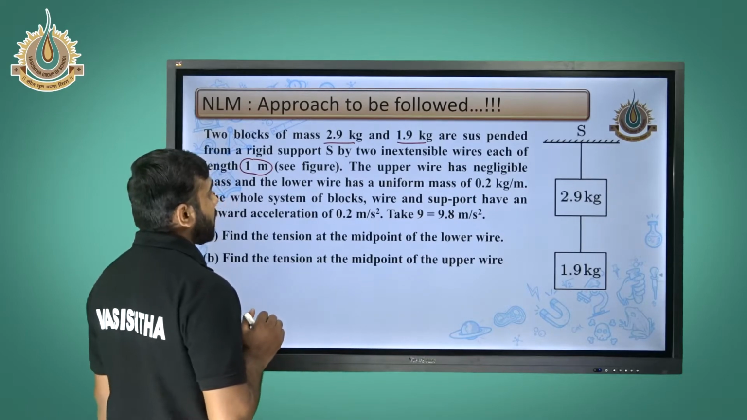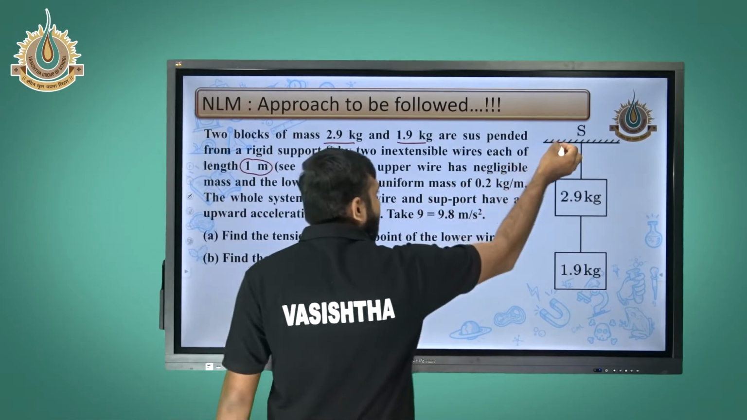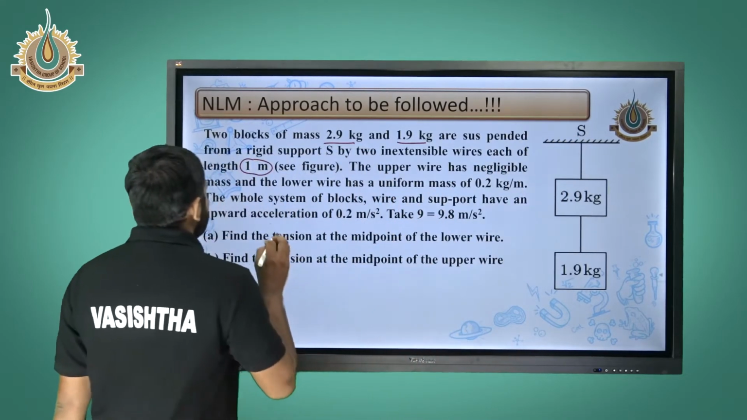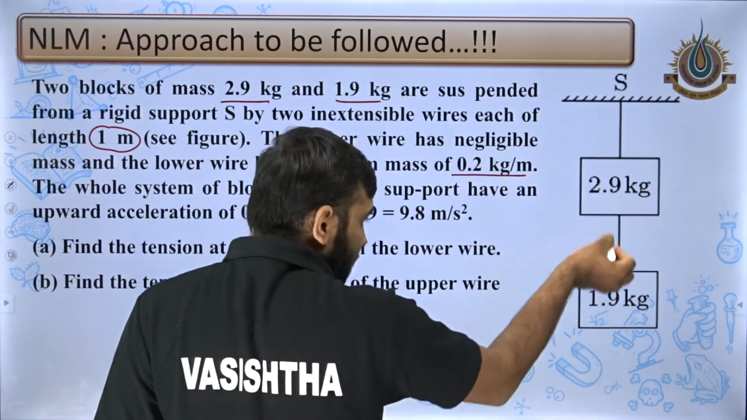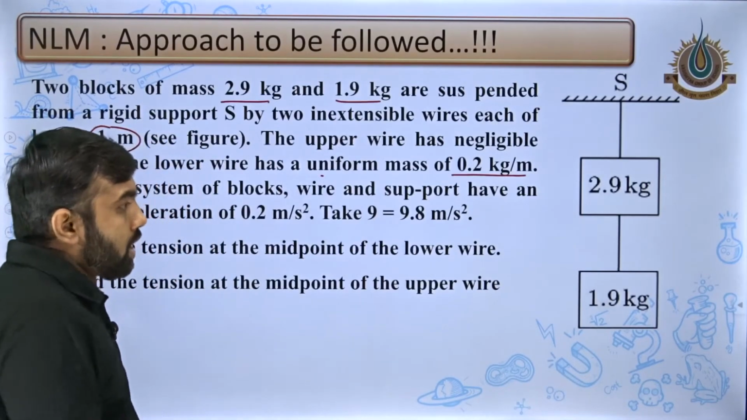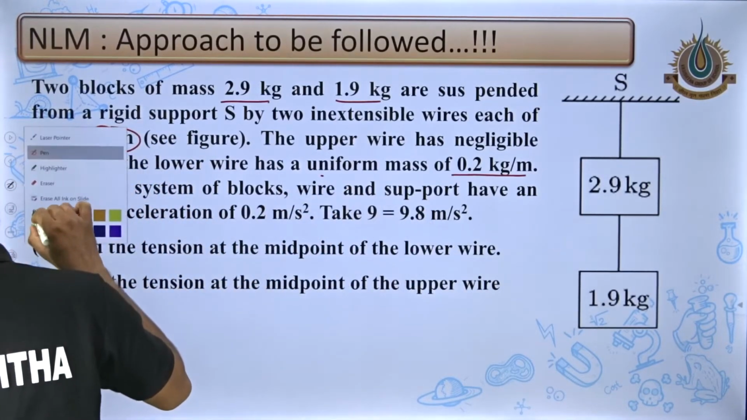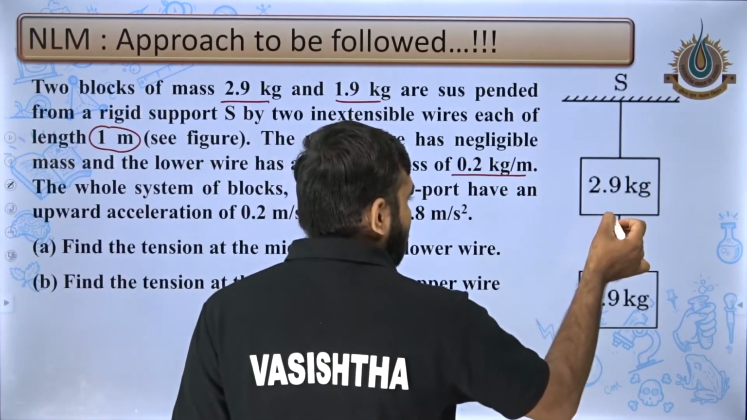Now the upper wire has a negligible mass. So this wire does not contain any mass, and the lower wire has a uniform mass of 0.2 kg per meter. So the wire itself has a length of 1 meter. मतलब इस वायर को आप ऐसे ड्रॉ करो तो आपका आइडिया थोड़ा क्लियर हो जाएगा. Let's draw this wire like this.